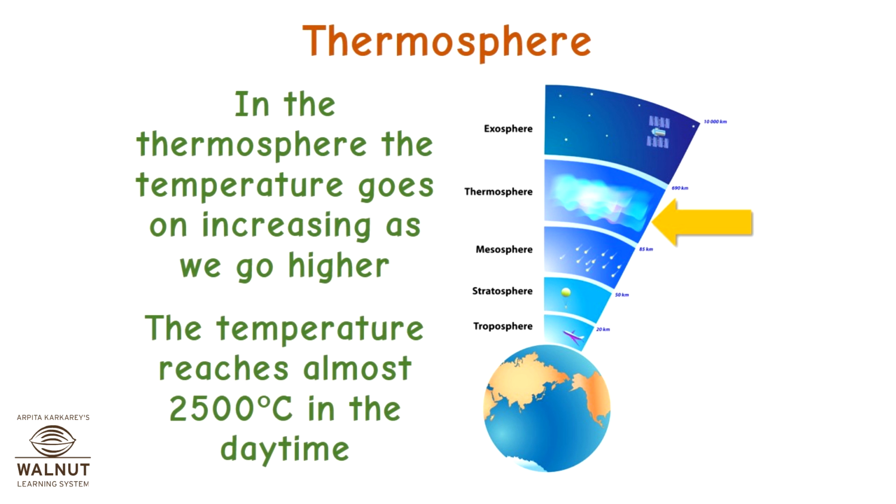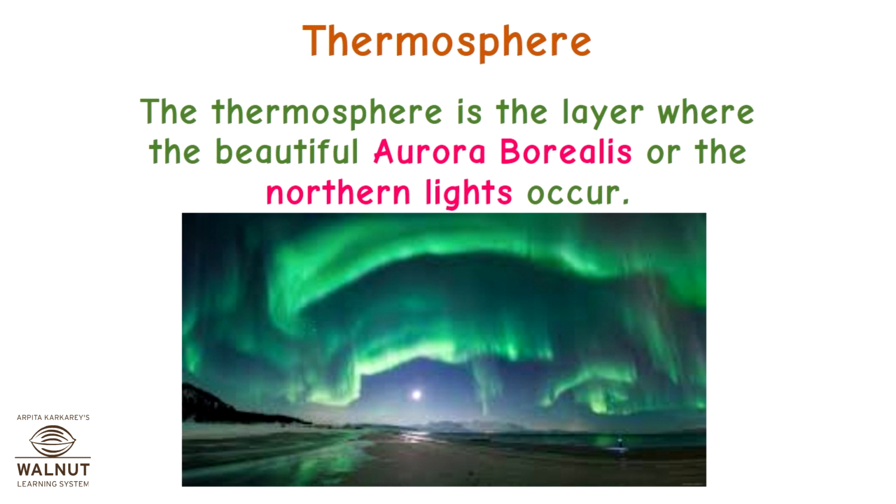In the thermosphere, the temperature goes on increasing as we go higher. The temperature reaches almost 2500 degrees Celsius in the daytime. The thermosphere is the layer where the beautiful aurora borealis or the northern lights occur.